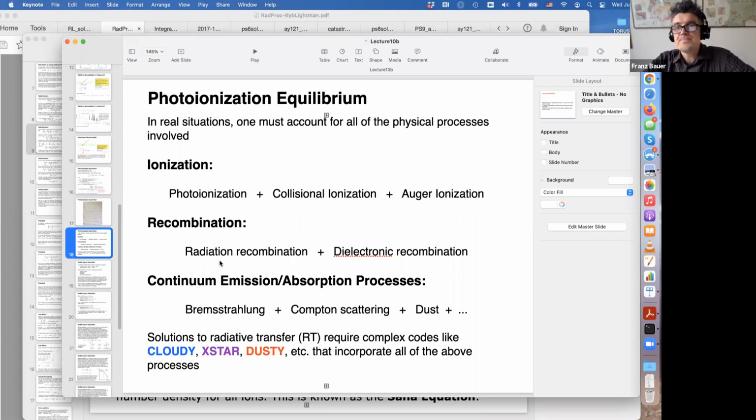Anything else? No? Okay. So next time we're actually going to talk about some of the physics you can do with emission lines. These are the scenarios where one of these things dominates, fortunately, for the most part.